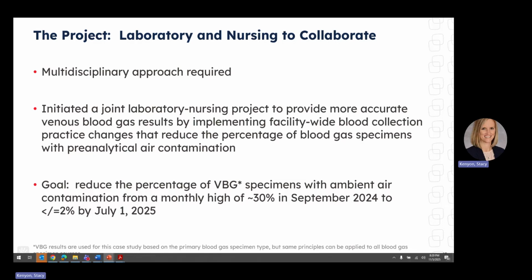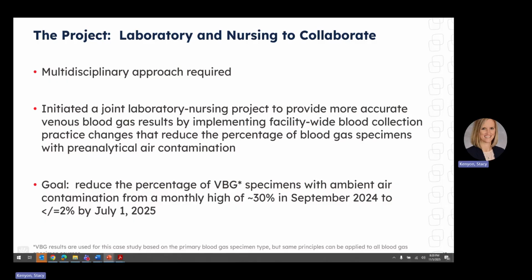So we ultimately initiated a joint lab nursing quality improvement project that was aimed at providing accurate venous blood gas results by implementing facility-wide blood collection practice changes that would reduce the percentage of blood gas specimens with pre-analytical air contamination. The ultimate goal was to reduce the percentage of VBG specimens, or venous blood gas specimens, with ambient air contamination from a monthly high of approximately 30% in September 2024 to less than or equal to 2% by July 1st, 2025. So it's a rather lofty goal, I would say.